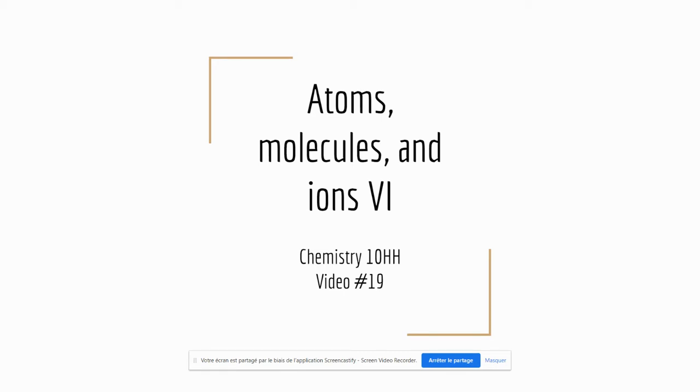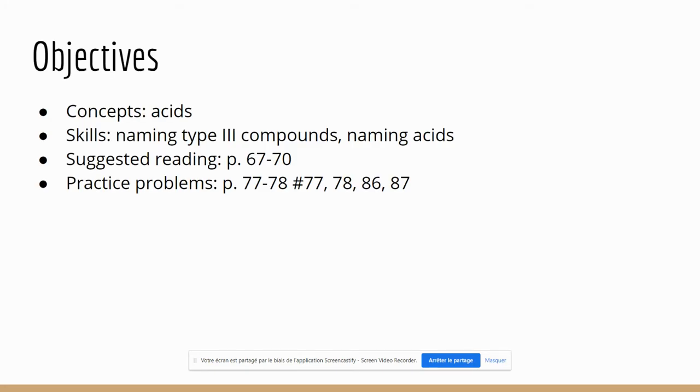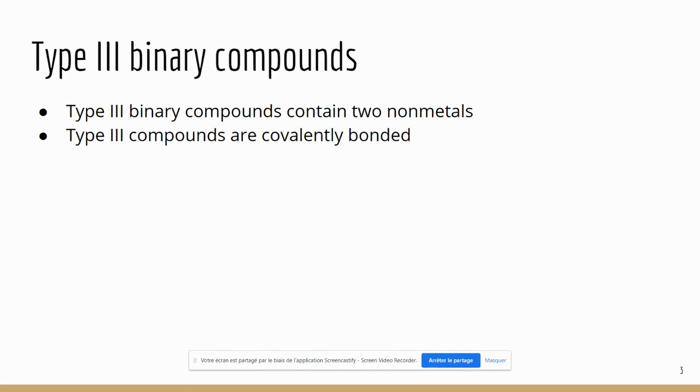This is the last video in Chapter 2 of your textbook. Here are our objectives for today's video. Pause here. So we've talked a lot about type 1 and type 2 binary compounds.